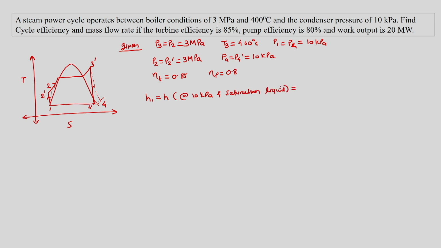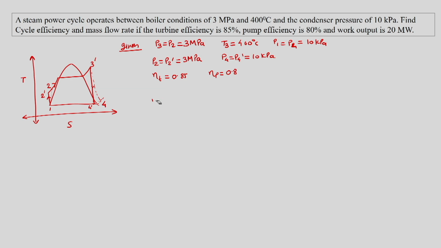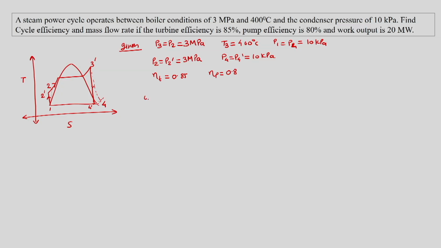So this H for us we can get from the steam table, and this H we can further use for the calculation of H2, which is the enthalpy at the outlet of the compressor. In this example we will start with finding out the pump work.